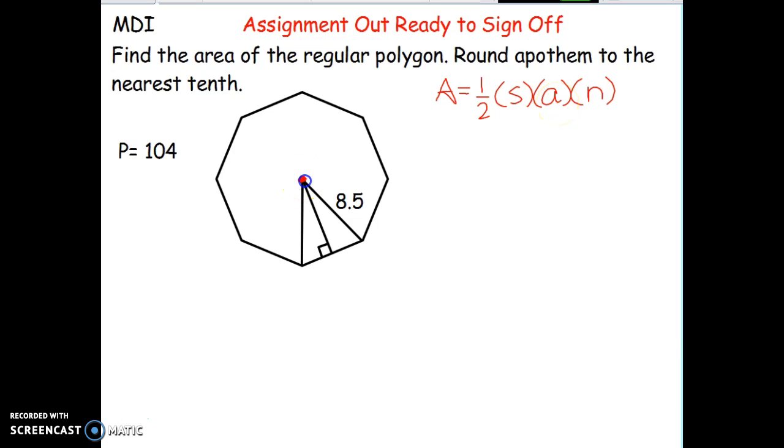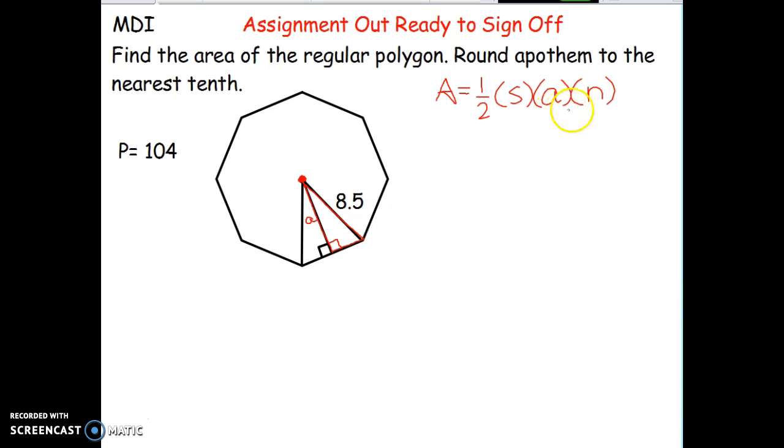So if we look at this figure, the apothem goes from the center and it has to be perpendicular to a side. So this little piece right here is our apothem. The apothem is unknown, so we have to figure out what that length is, otherwise we won't be able to find the area of this figure. So we're going to need to use this triangle to help us figure it out. And in order to do that, we need to figure out another piece of this triangle.